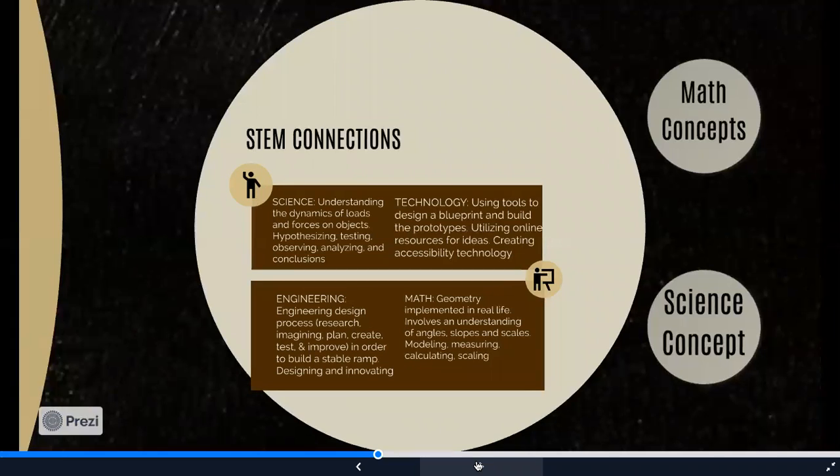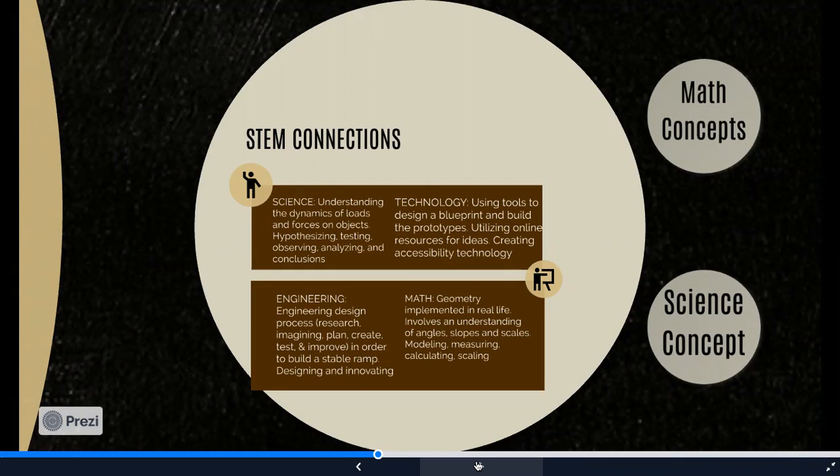Connections to STEM. This project, this rich learning task, is connected to all the different elements of STEM. Science: understanding dynamics of loads and forces on objects; hypothesizing, testing, observing, analyzing, and coming to conclusions.